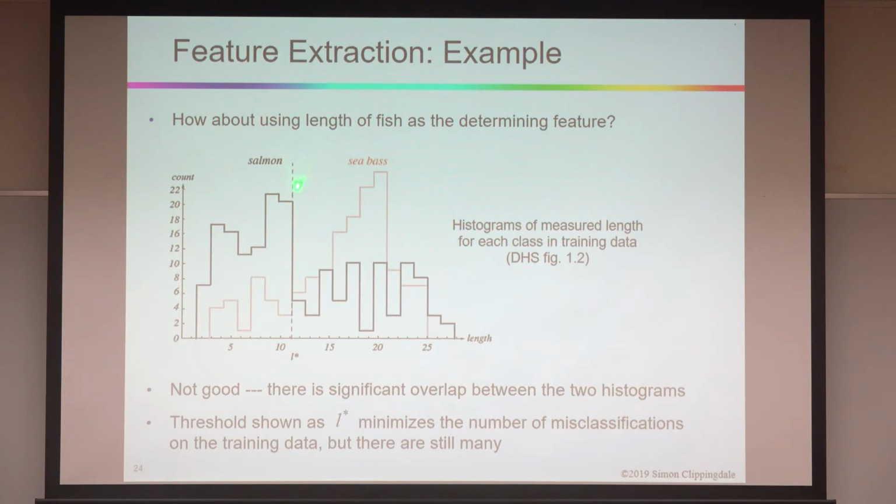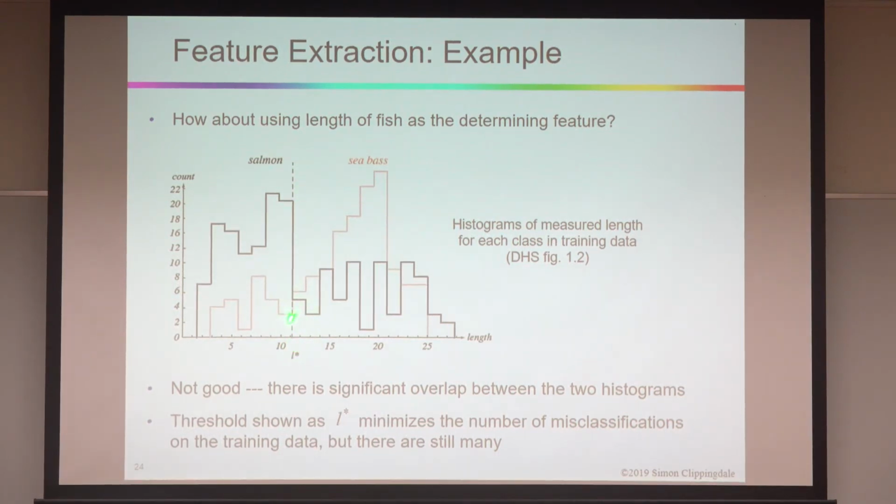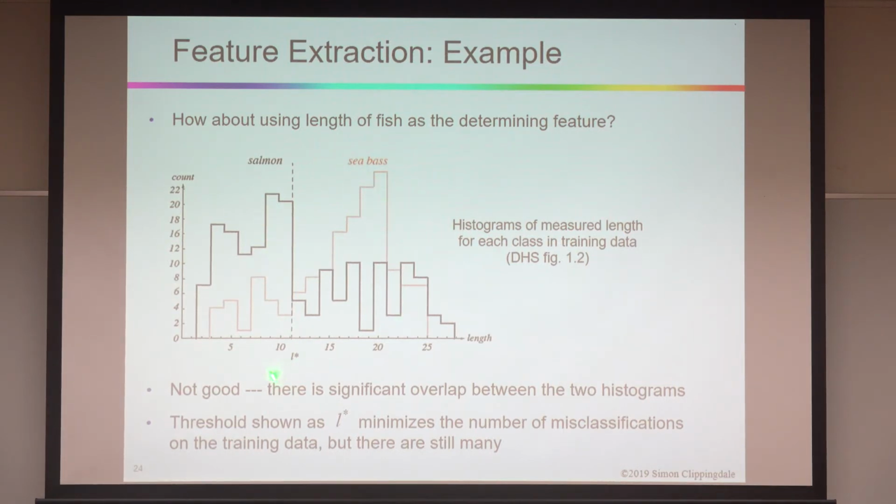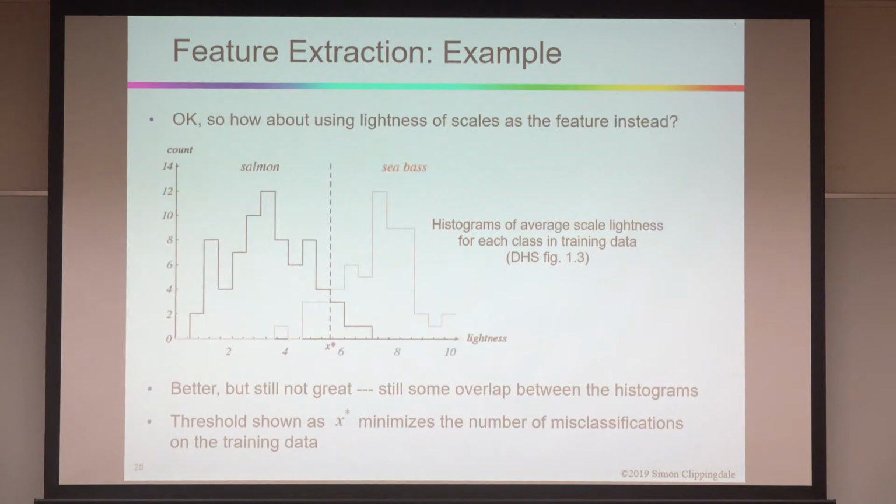This choice here, this dotted line threshold: if you were to say, right, anything that's less long than that we'll call a salmon, anything that's longer than that we'll call a sea bass. If you do that, you minimize the number of errors on your training data, but there are still a lot of errors, so it's not a great feature.